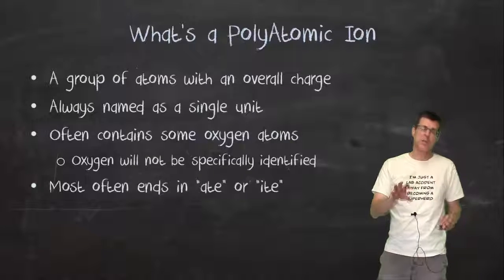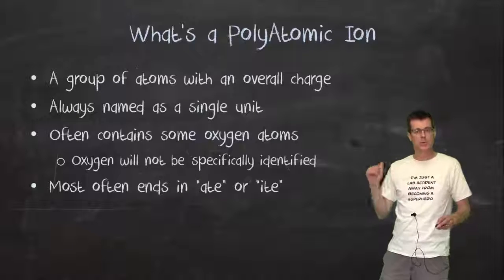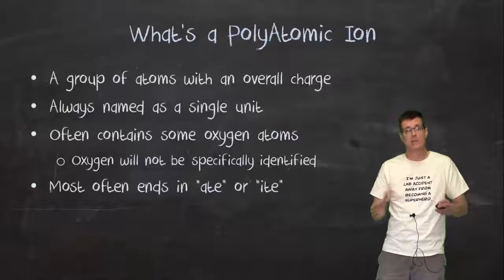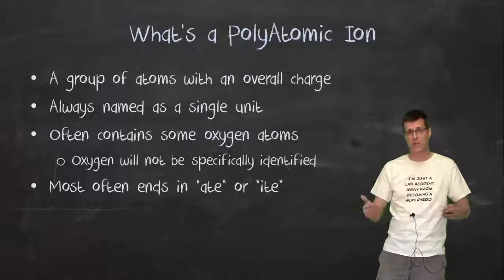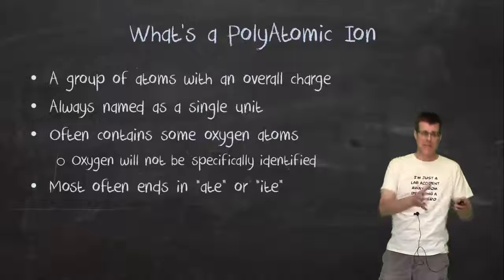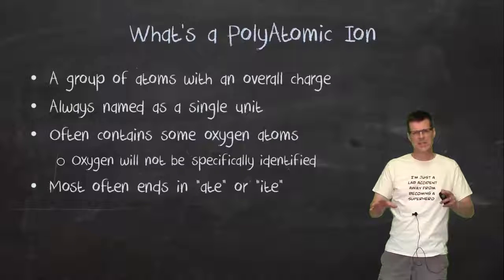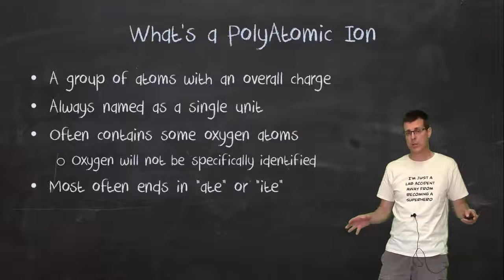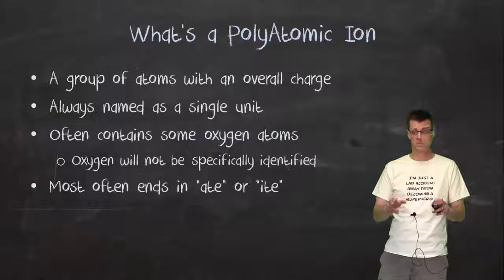The other thing about polyatomic ions is that the endings are different. So we aren't going to end them all with IDE as we had before. Now we're going to use ate and ite. And the ate and ite will also help us keep track of how many oxygens there are, sort of.